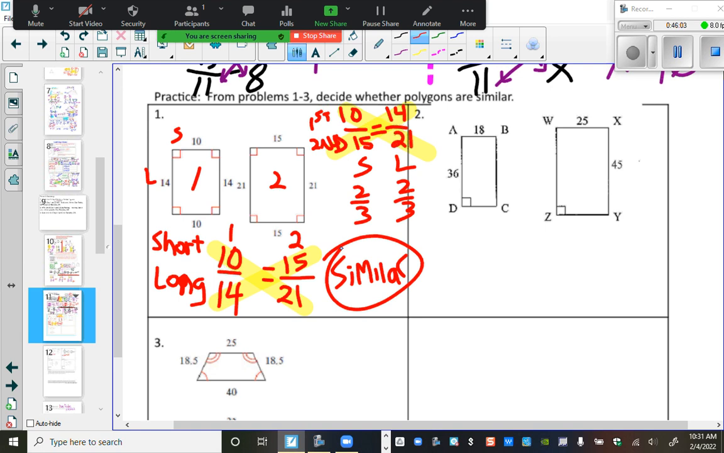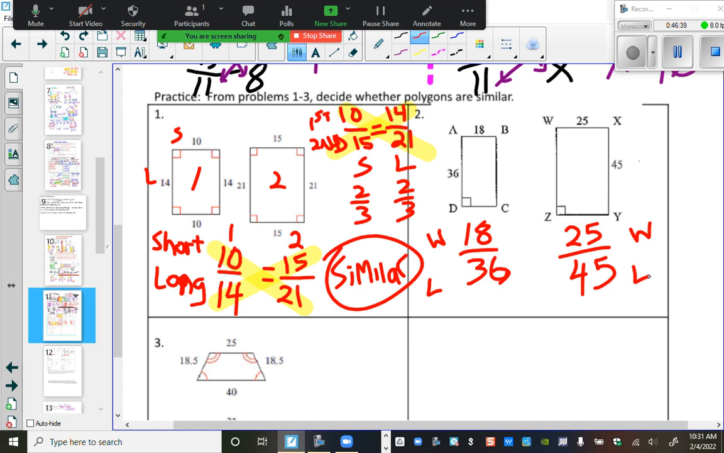All right, there's one or two ways you could definitely set up this proportion. Who would like to take a guess as to how to set up our proportion for number two? 18 over 36, because you went with length, 25, 45. With length, okay, you can do that.